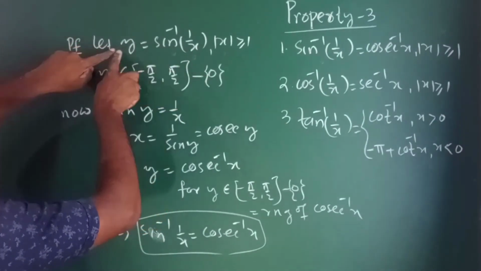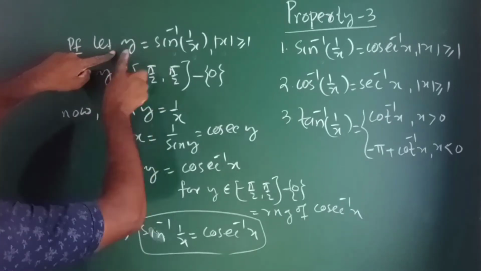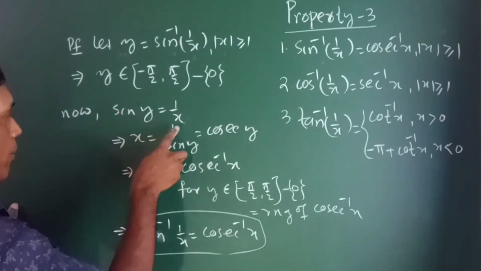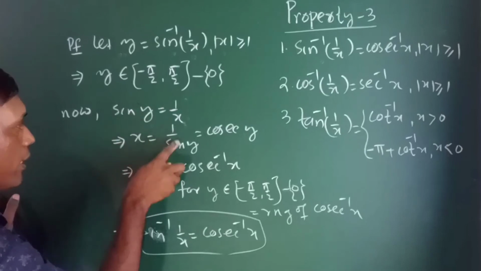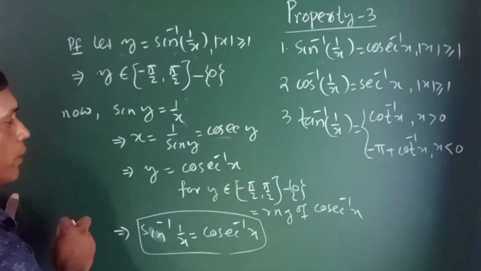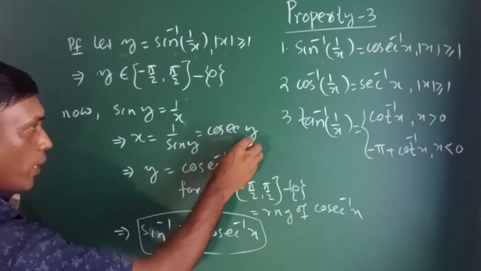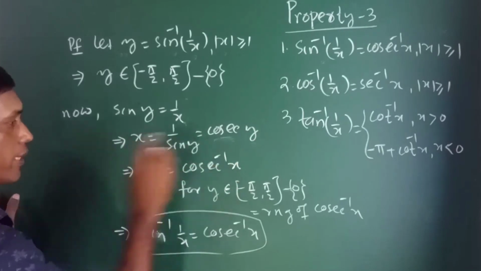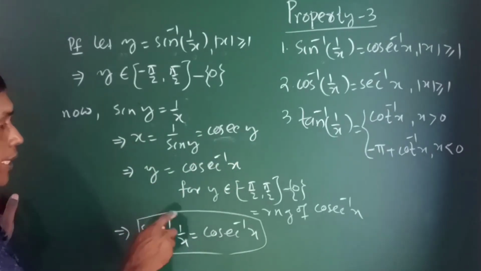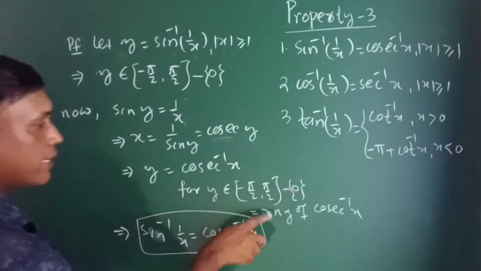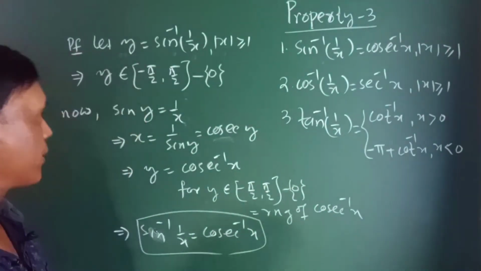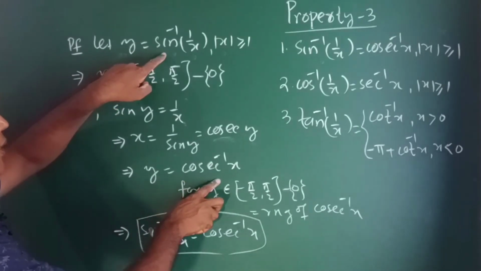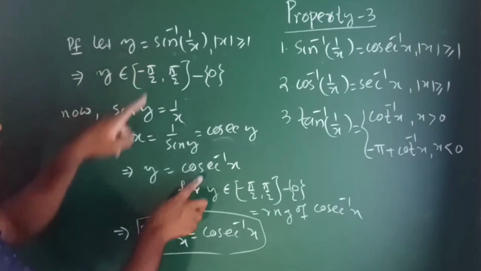Here is sin inverse, so here will be sin. Now sin y is equal to 1 by x. After cross multiplication, x is equal to 1 by sin y. 1 by sin y is cosec y. So if x is equal to cosec y, then y is equal to cosec inverse x, for y belonging to this interval, and this is the range of cosec inverse x. So y is equal to sin inverse 1 by x, and y is equal to cosec inverse x. So sin inverse 1 by x is equal to cosec inverse x.